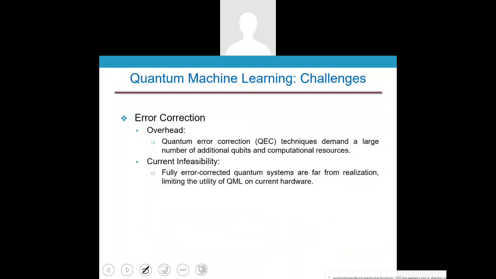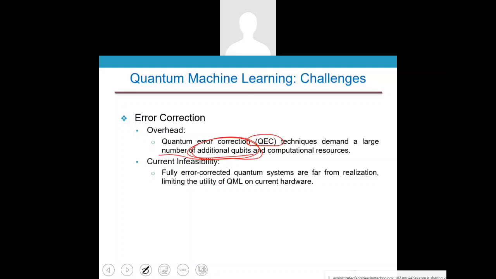Okay, so let's move to another challenge: error correction. Quantum error correction, or QEC, techniques demand a large number of additional qubits, on top of the qubits required for the input data, for the error correction purpose.